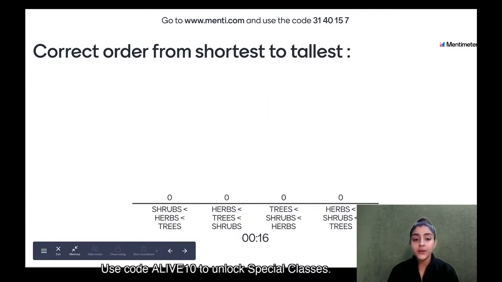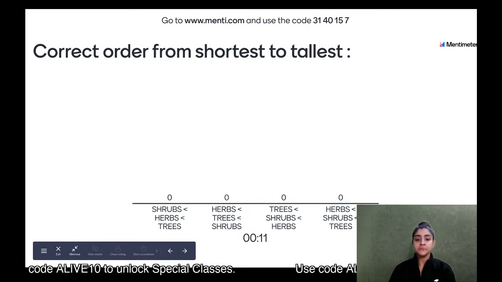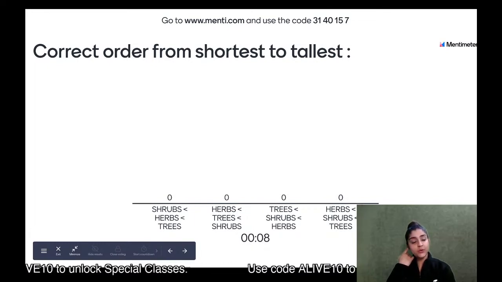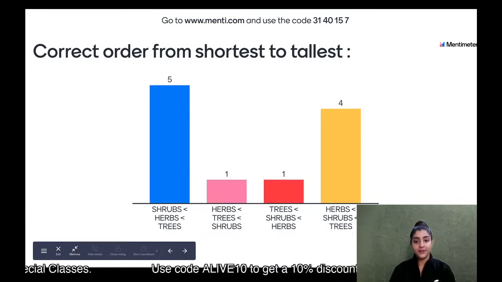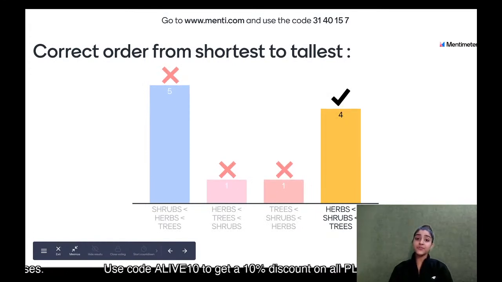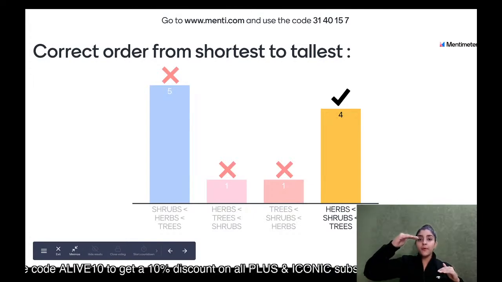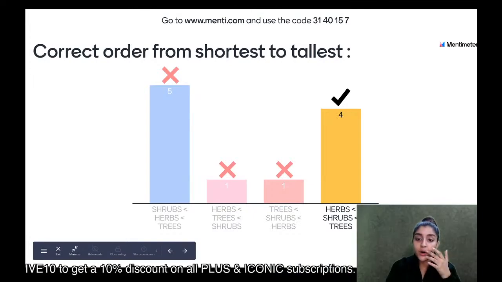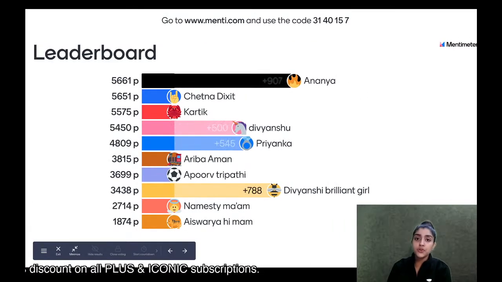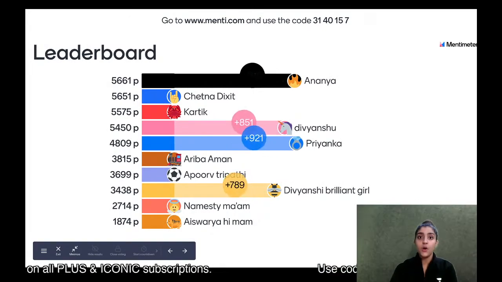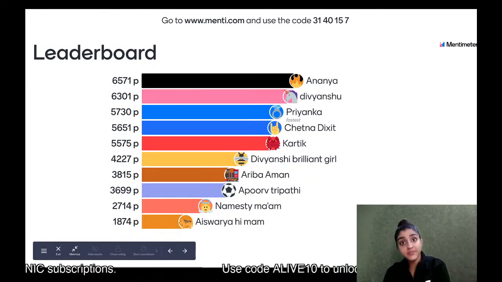Correct order from the shortest to the tallest. Let's see who all can answer this one. Okay, why most of you are incorrect in this? Sabse shortest is herb, then shrub, then trees. Okay, so herb, shrubs, trees. Learn it as HST. Herb, shrub, and trees. Herbs are the smallest or the shortest. Then herbs, then shrubs, then trees.